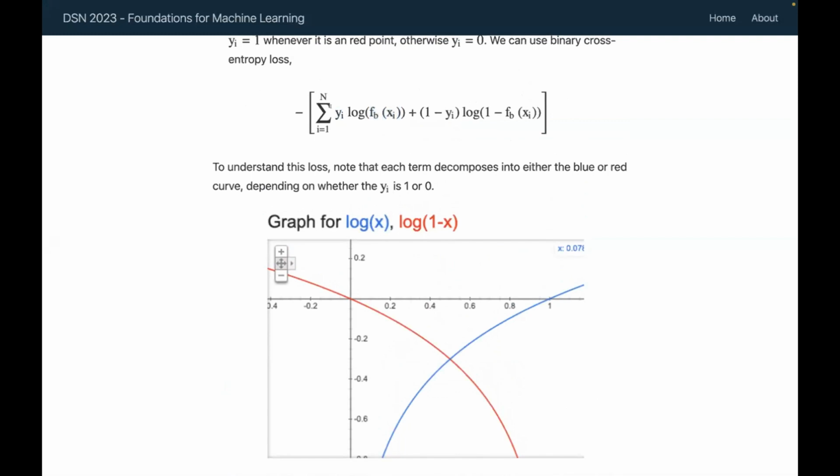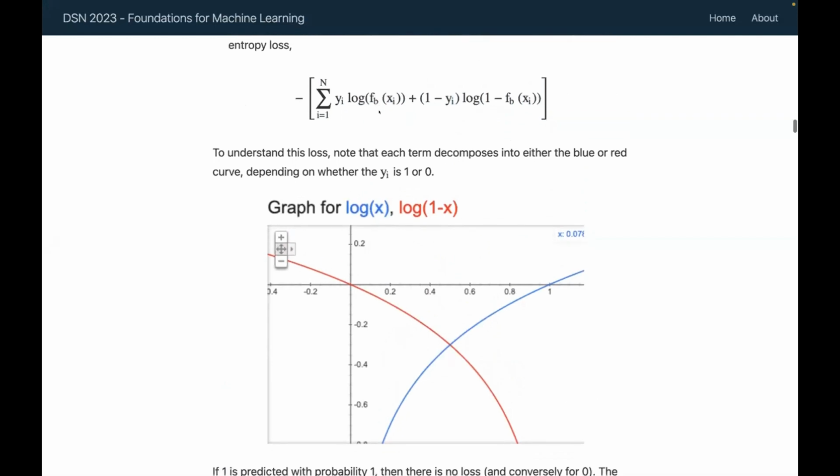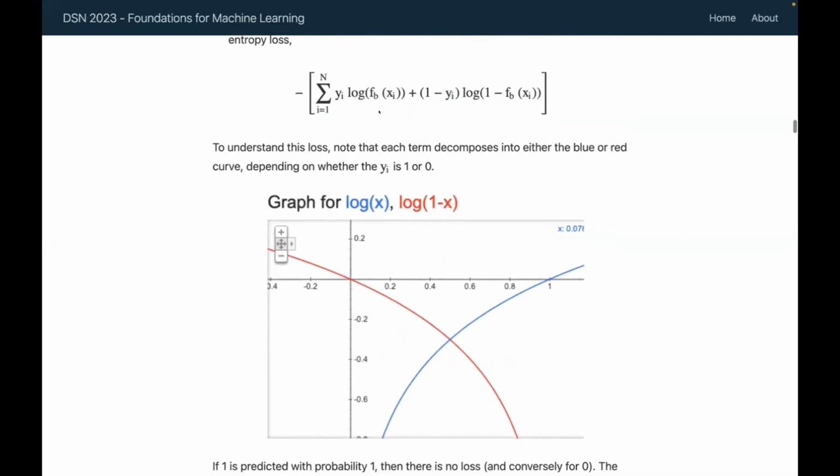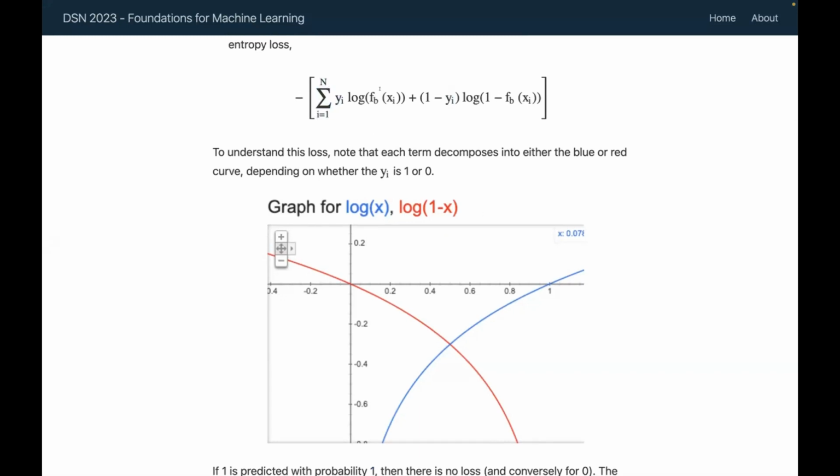What happens then? First, notice that if the truth is 1, then this entire second part goes away. The entire second part is 0, so we only need to worry about the first part. If it's 1 times log 1, well, what does log 1 look like? I just plotted this in Google. Let's look at the blue curve. Log 1 is going to be here at 0. So if the truth is 1, and you predicted with probability 1 that it was 1, then you don't get any loss at all. Your loss here is 0.